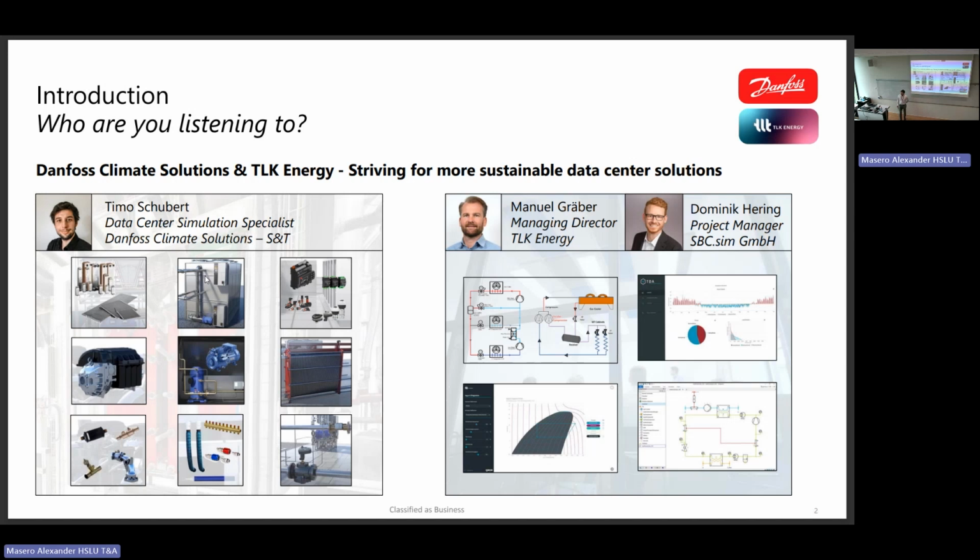So Danfoss is a component manufacturer, and Danfoss Climate Solutions produces everything in the area of heating and cooling. We are selling compressors, heat exchangers, valves, hoses, quick disconnectors, controllers, sensors, so everything you can find in a heating and cooling system. We're teaming up in this presentation with TLK Energy. I think I don't have to introduce them. They're well known for their expertise in system simulation for energy systems, and they are represented here with Manuel Gräber and Dominik Hering.